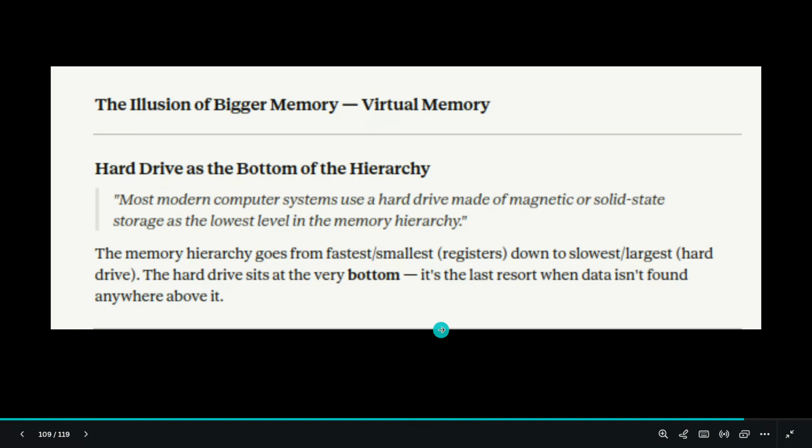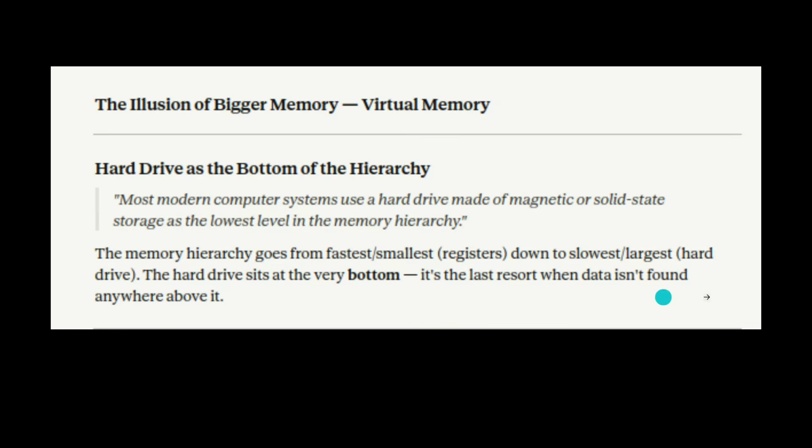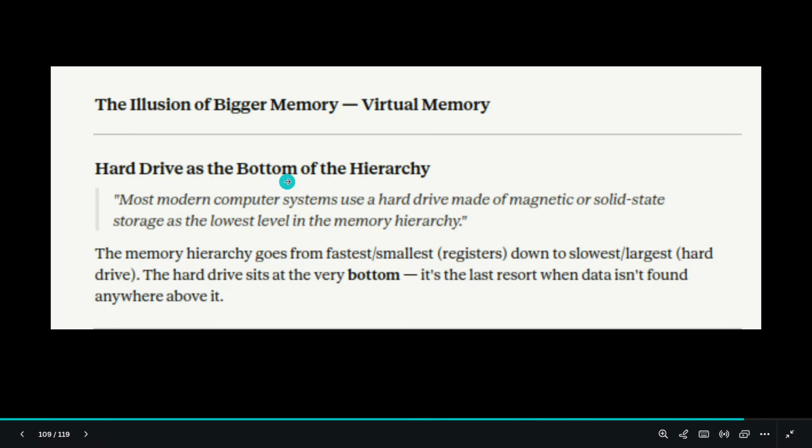We have learned the memory hierarchy. In that, we have seen that virtual memory occupies the bottom. Hard drives are examples of virtual memory. Most modern computers use a hard drive, made up of magnetic or solid state storage, as the lowest level in the memory hierarchy. The hierarchy goes from the fastest and smallest, the registers, down to the slowest and largest, the hard drive. This is just about how the memory hierarchy is arranged.